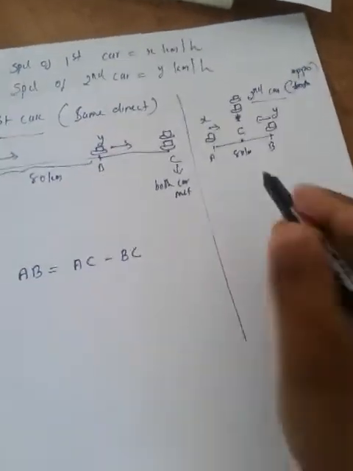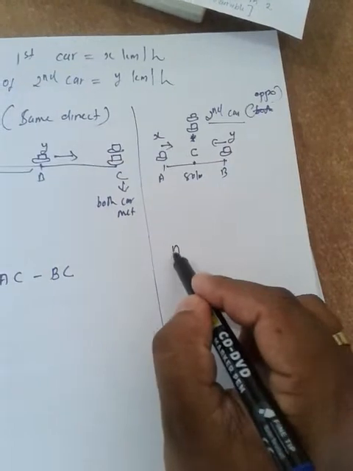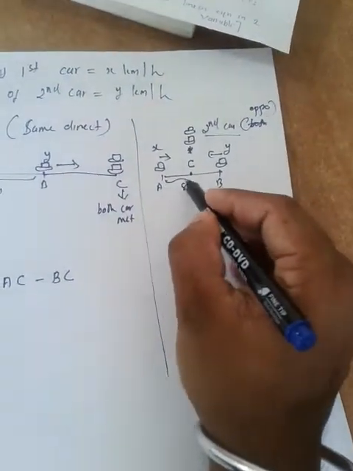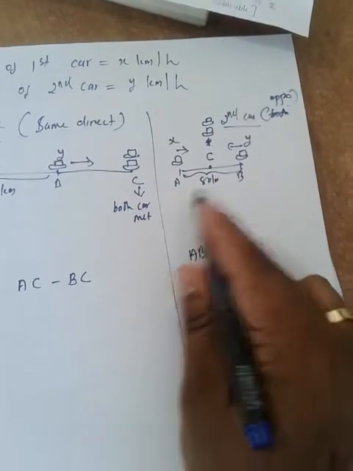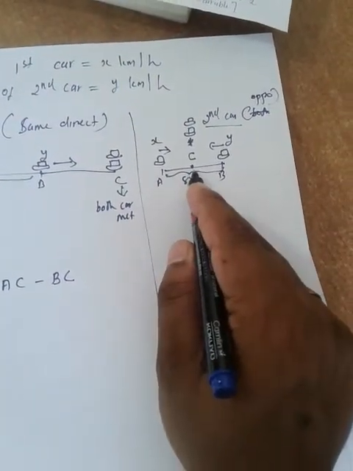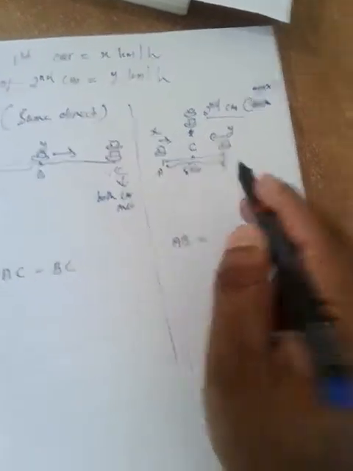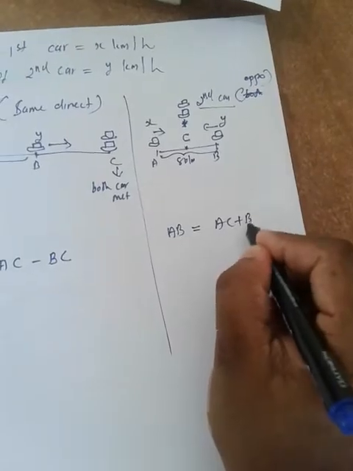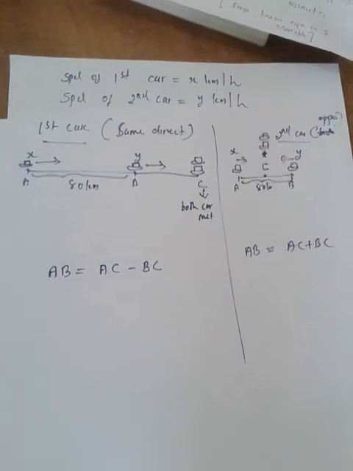Then here, how can I make the equation? Here what is given? Same. AB is given as 80 kilometers. How can I form an equation here? AB is equal to AC plus BC. See, AB is given, so AB is equal to AC plus BC, because both cases are different. You may have understood. Are you following me?